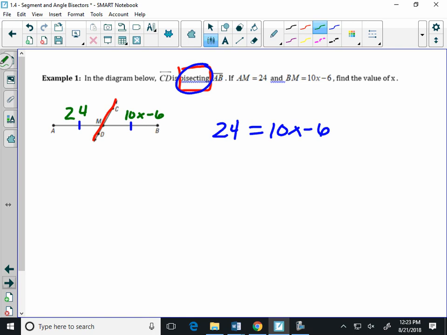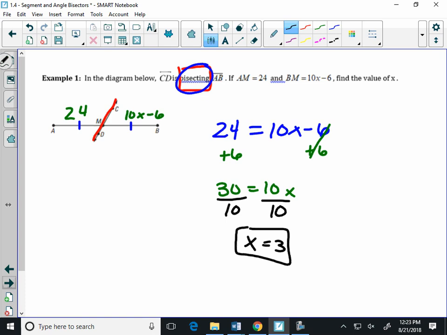So when we solve this, what's our first step in solving? Plus? Good. Add 6 to both sides. We get 30. And then what's our next step? Divide by 10. Divide by 10. And when we do so, x ends up equaling what? 3. My directions just said find the value of x. Found my value of x. I am done. So whenever you see the word bisecting, bisects, bisector, you're taking the two things and setting them equal to each other. And solving.